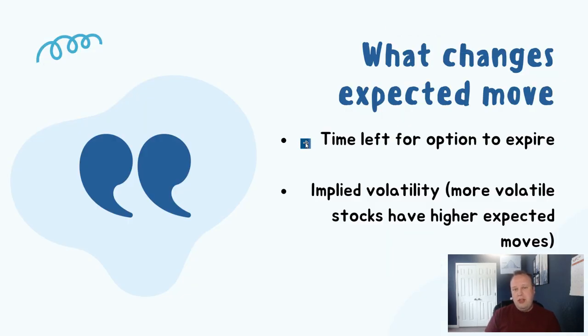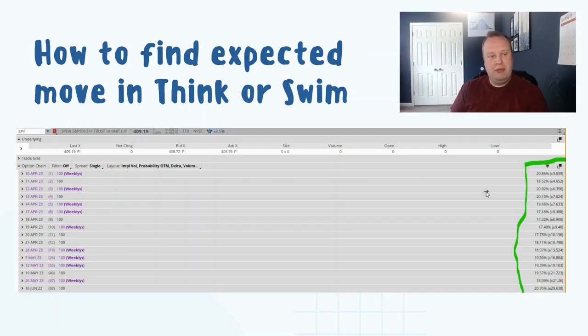So what changes the expected move when you're looking at different periods? The main one is the time left for an option to expire. If you only have a few days before an option expires, it's not going to dramatically move in one direction very much. Also, the implied volatility. If something's more volatile, you're going to have bigger swings. It's going to be a wider bell curve.